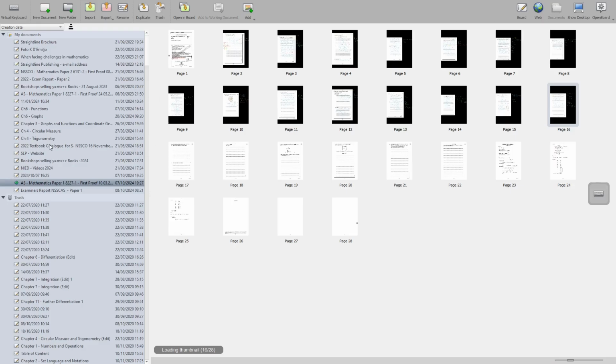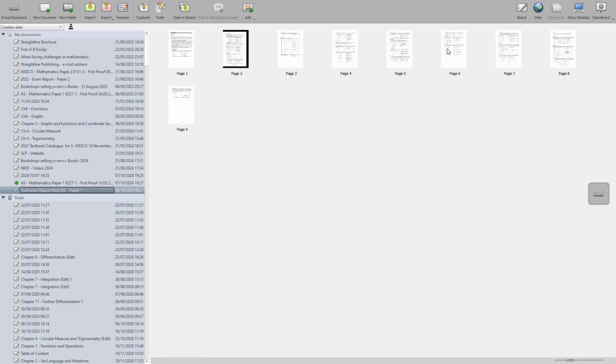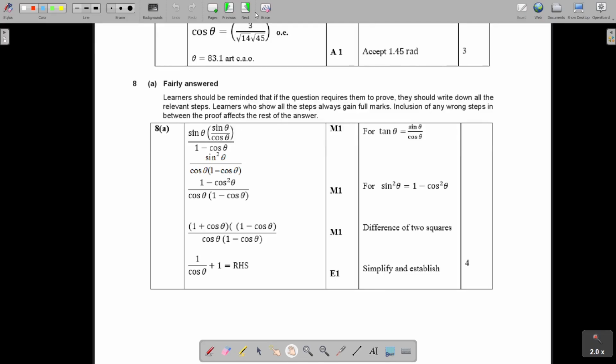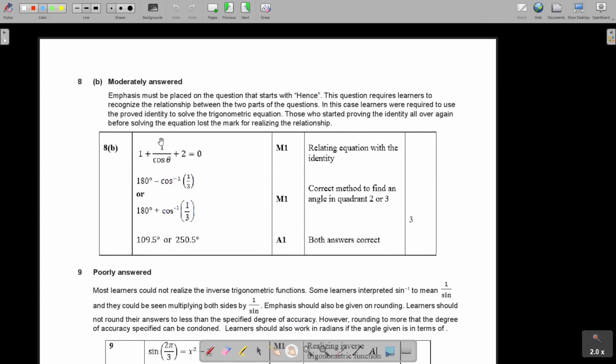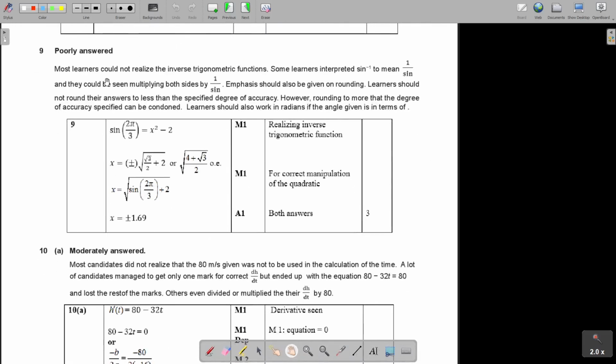Let's just go to that examination report. And that was question number 9. So we go to the next page. We write moderately answered. No, it's question 9. Poorly answered. Most learners could not realize the inverse trigonometric function. Some learners interpret this to be this, not correct, and they could be seen multiplying both sides. Emphasis should also be given on rounding. Learners should not round their answers to less than the specified degree of accuracy. However, rounding to more than the degree of accuracy specified can be condoned. Learners should also work in radians if the angle given is in terms of that.